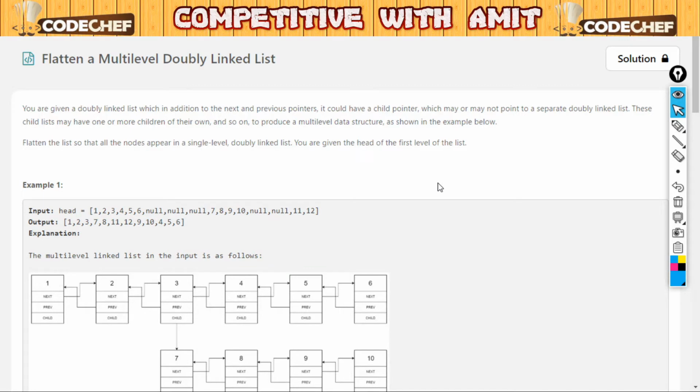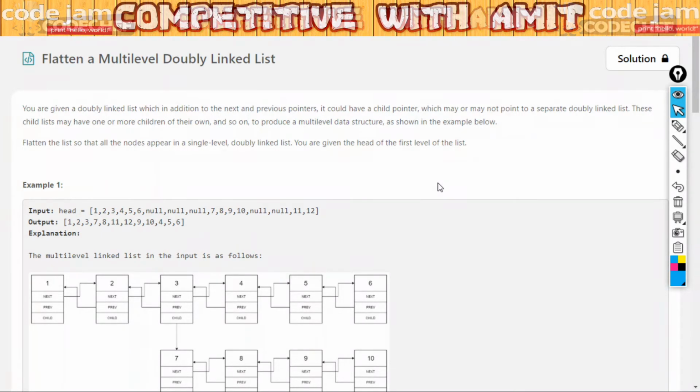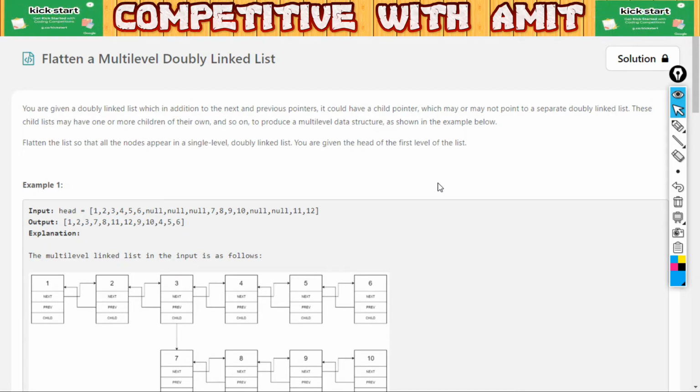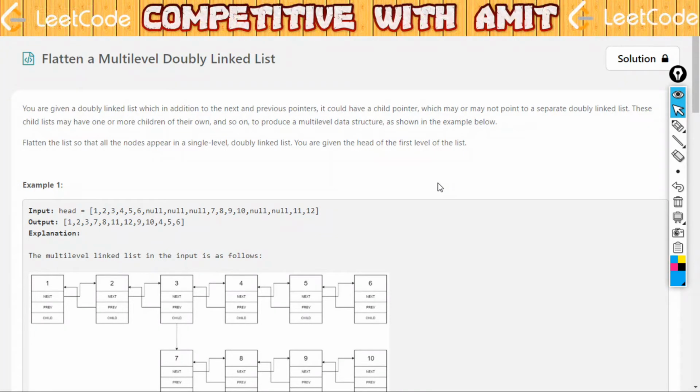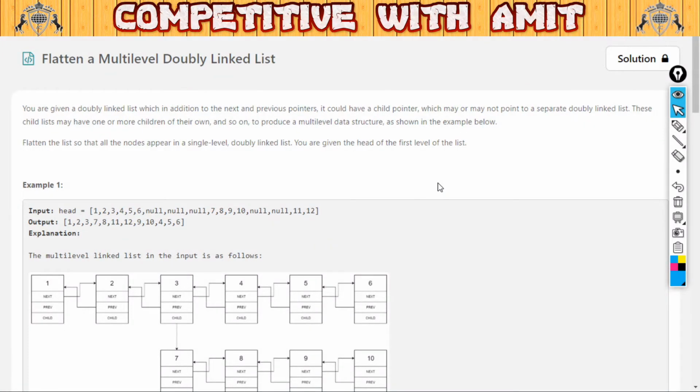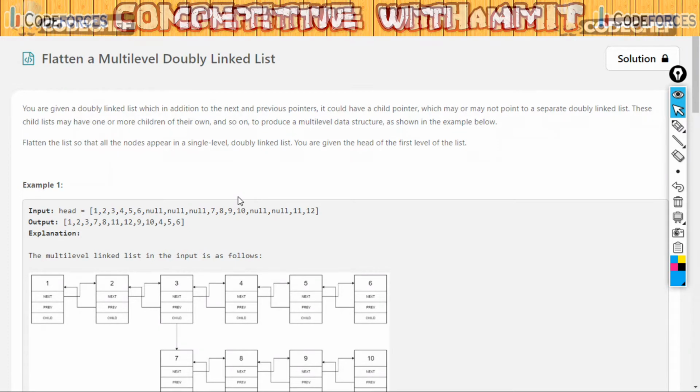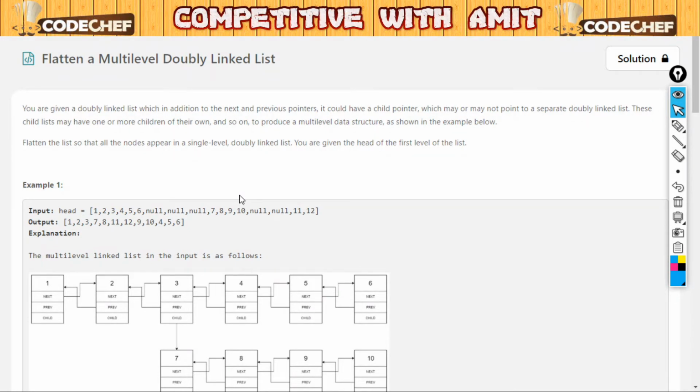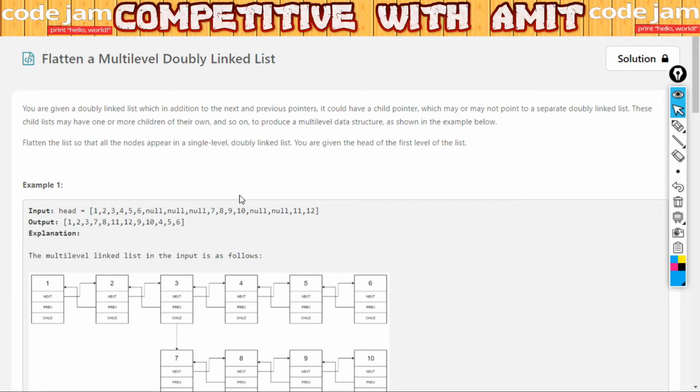Today we will solve the 10th question of the July LeetCode challenge. Our question is: flatten a multi-level doubly linked list. We have a doubly linked list with some parts like a tree, meaning some nodes have a child, and that child is connected to a linked list also. If a child is null, then it is not connected.